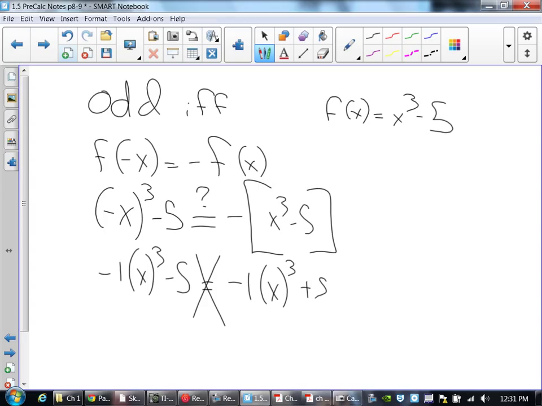Since there was a constant thrown in there, that minus 5, that means it's been shifted. It was shifted vertically downward 5 spots. If you've been shifted vertically 5 spots down, you're no longer at the origin, are you? That's why it doesn't work.